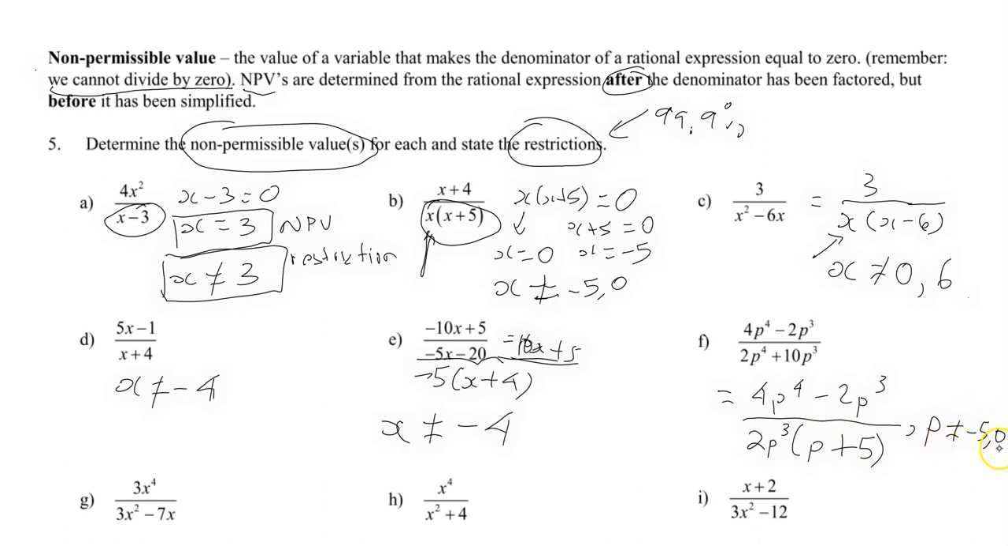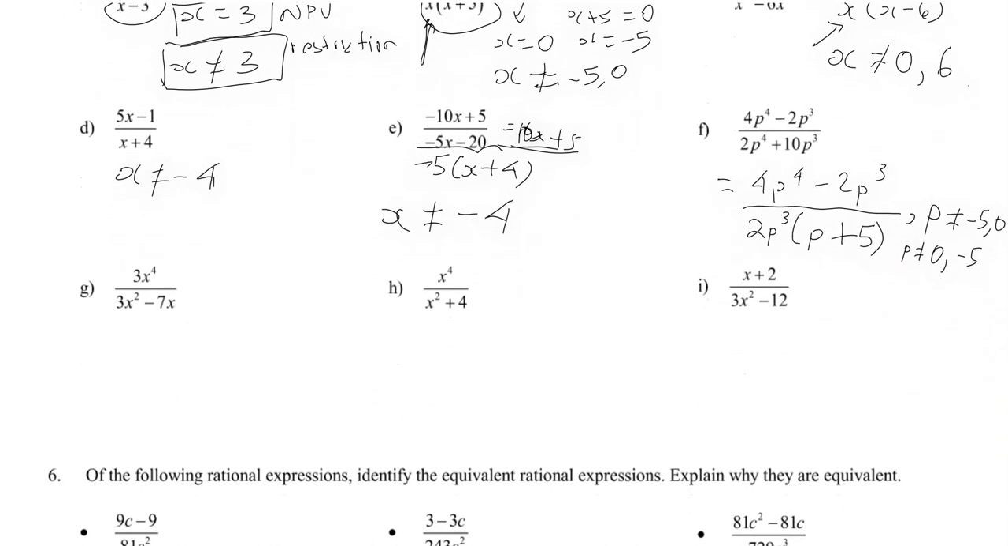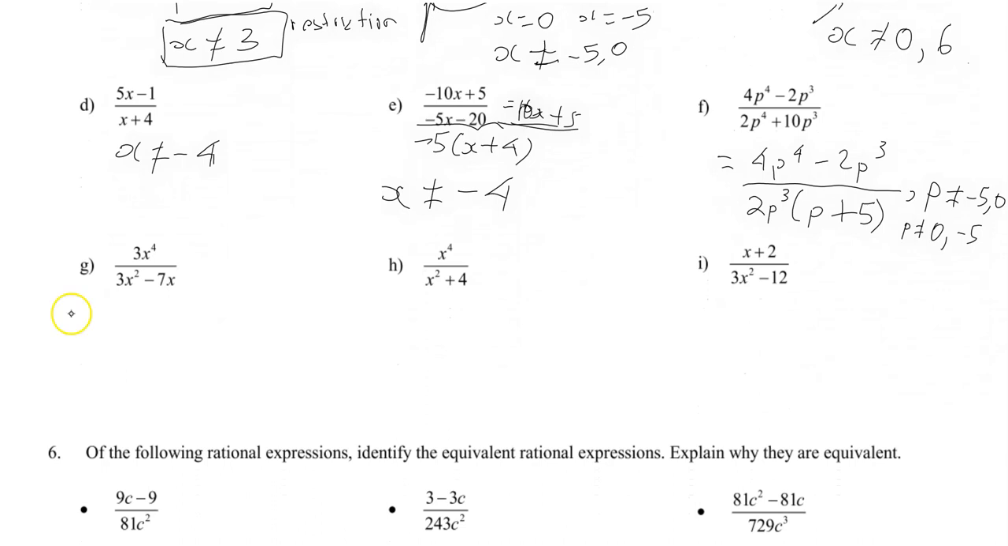Don't put parentheses around this. It's not a point. It's just a list of two numbers. And if you wrote p cannot be 0, comma, negative 5, that's fine as well. It doesn't really matter if they're in order. It's just sometimes if there's a lot of them, it's nice to put them in order. Okay, let's keep going.